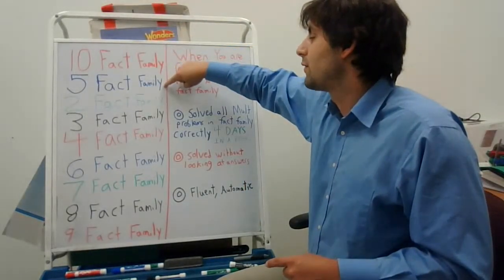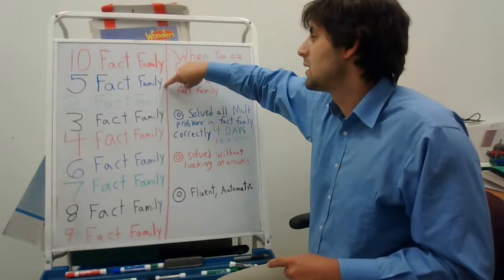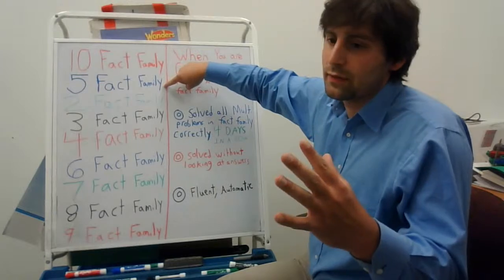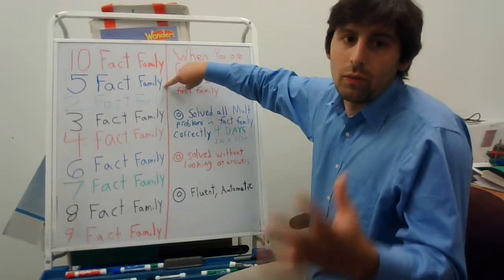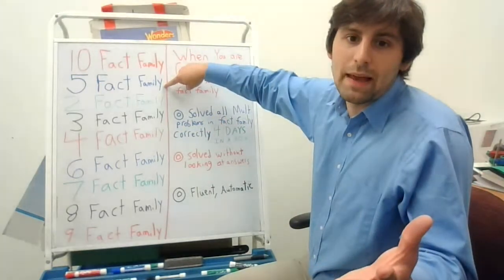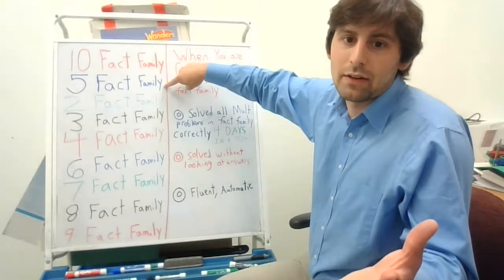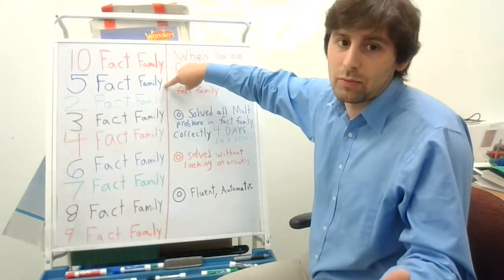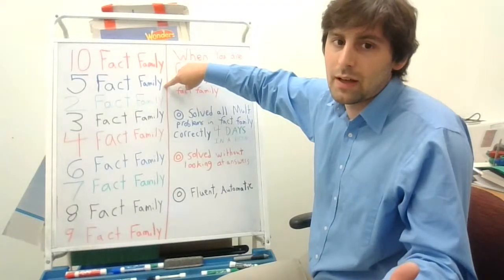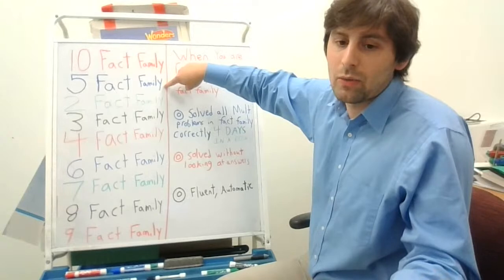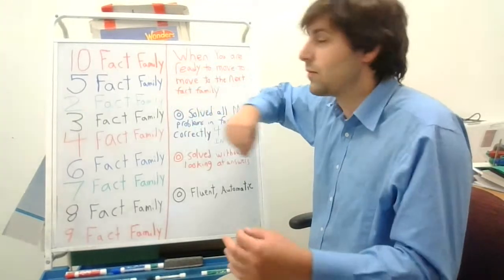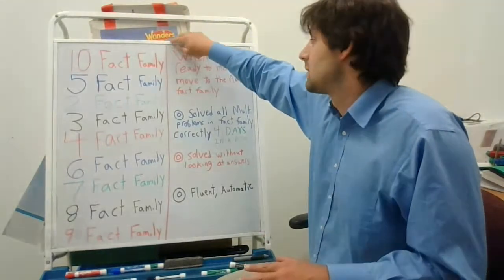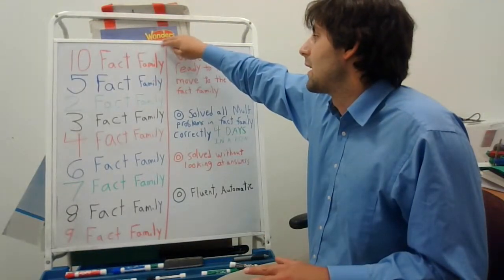Then I would move on to the 5 fact family. You skip count by fives from 5 to 50. Really, ideally you should skip count from 5 to 100. I just skip counted to 50 because if you can skip count from 5 to 50, you'll be able to solve all the multiplication problems within the fact family. But if you're able to skip count all the way to 100, it'll prepare you even more. But anyways, I don't want to deviate and get off target.